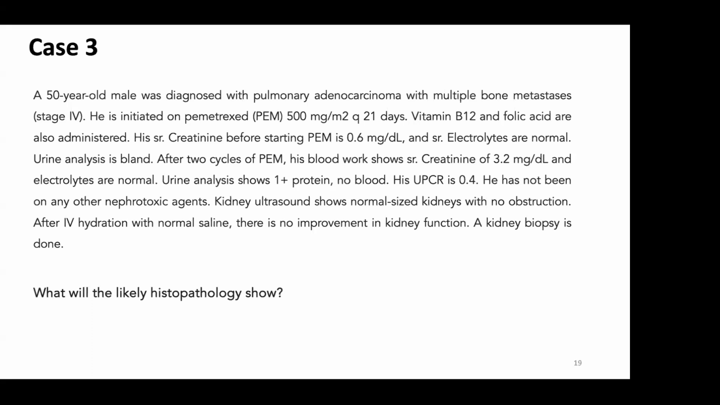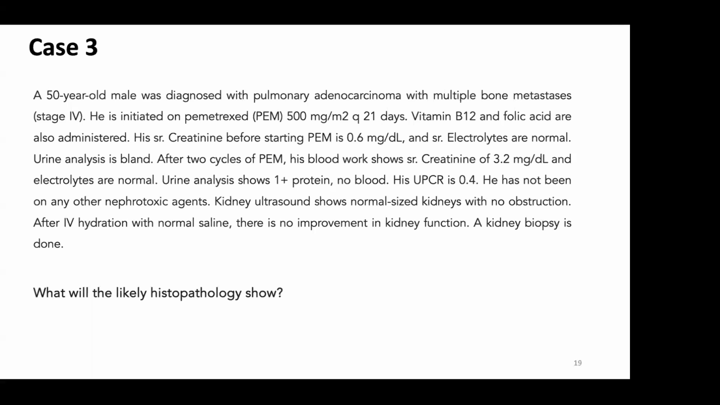Now, after 2 cycles of pemetrexed, creatinine goes up to 3.2. Electrolytes are normal. Urine analysis shows 1 plus protein and is otherwise normal. His urine protein to creatinine ratio is 0.5. He has not been on any other nephrotoxic agents. Kidney ultrasound shows normal size kidneys and there is no obstruction. After hydration with normal saline, there is still no improvement in the kidney function. And then we proceed with doing the kidney biopsy. So what will the histopathology likely show in this particular patient?